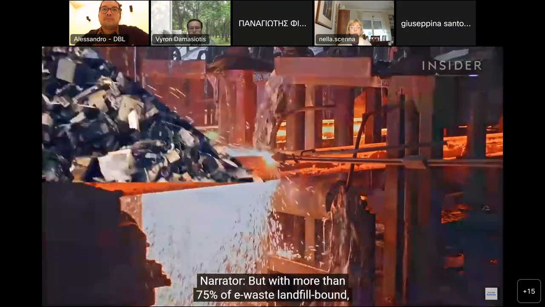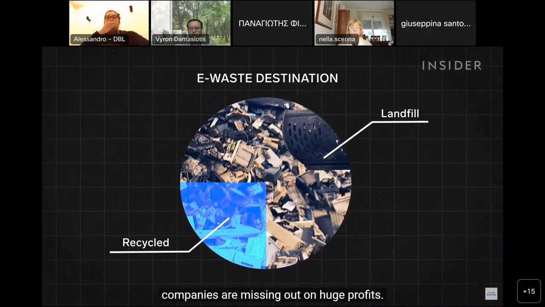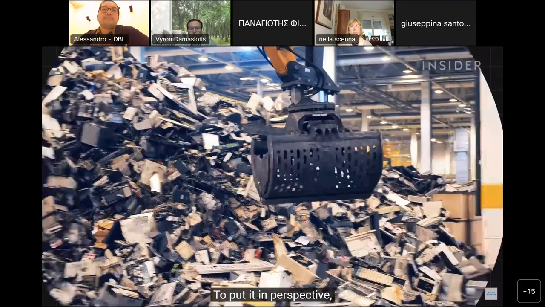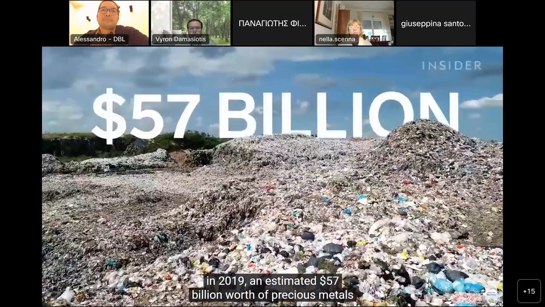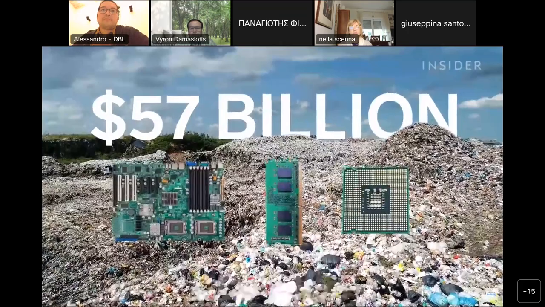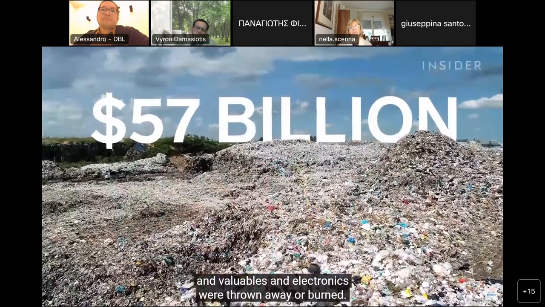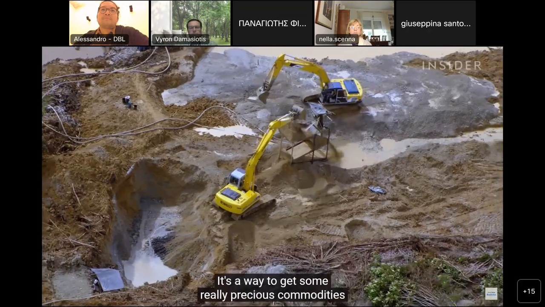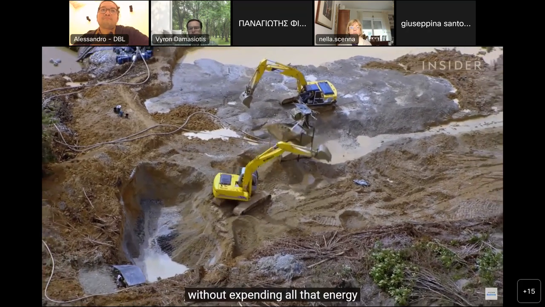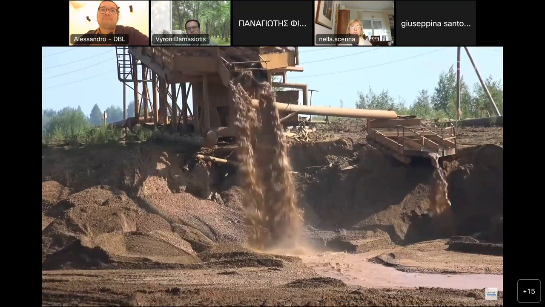But with more than 75% of e-waste landfill bound, companies are missing out on huge profits. To put it in perspective, in 2019, an estimated $57 billion worth of precious metals and valuables in electronics were thrown away or burned. If we recycle it, then we're not digging holes and mining for virgin metals. It's a way to get some really precious commodities without expending all that energy and damage to the environment.